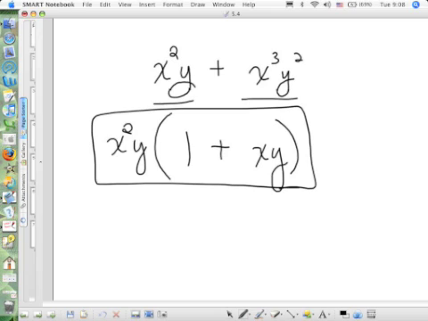Now, you can check yourself from this point. How do you think you can check yourself? Multiply it out. Redistribute and make sure this is what you get. Because it's supposed to be the same thing. You're not supposed to have a brand new problem. It's supposed to be the same thing. X squared y times 1 is this. X squared y times xy is x cubed y squared. Okay, you've simply divided it into its factors.